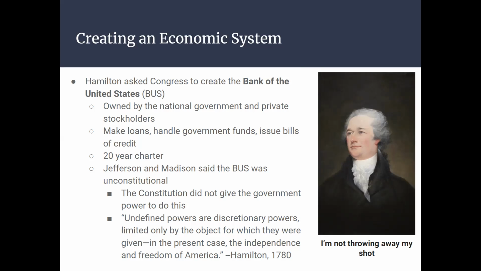And while Hamilton really likes this bank, Jefferson and Madison don't like it. They think it's unconstitutional because the Constitution did not explicitly give the government power to do this. Hamilton says that, well, these are discretionary powers under the Constitution. The necessary and proper clause says that the government should do anything that's necessary and proper for the general welfare of the people. And so he is going to implement this Bank of the United States. Jefferson does not like it because he thinks that banks are places where people abuse money and take it from other people.